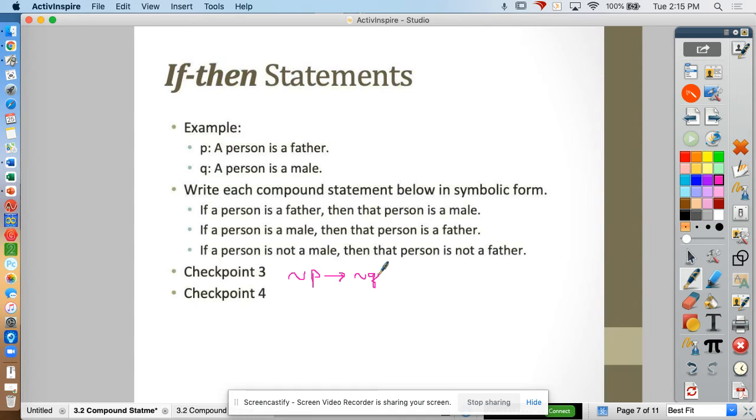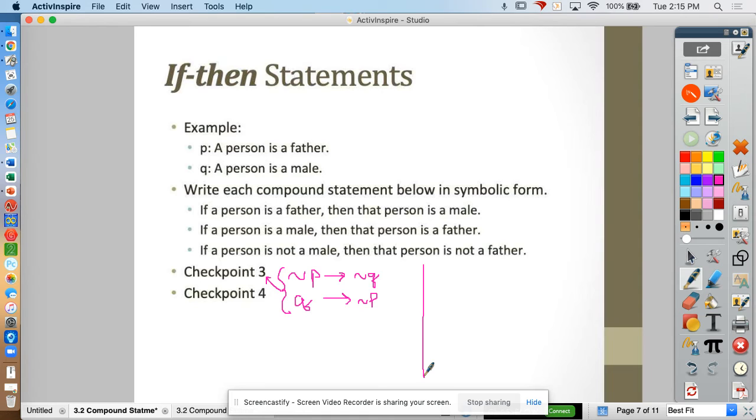All right. And then the second one says, if a person is a male, then that person is not a father. So now we have the positive of Q, if Q, then not P, not a father. So there's checkpoint 3 for that one.